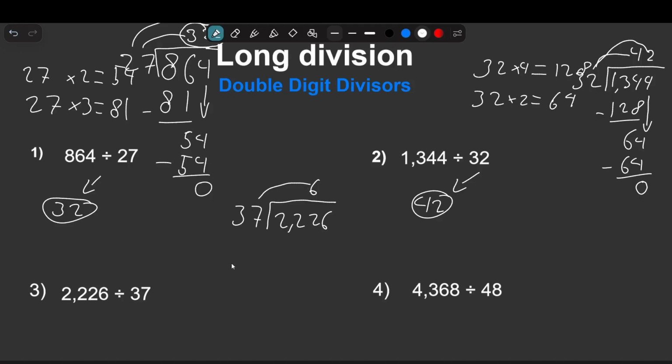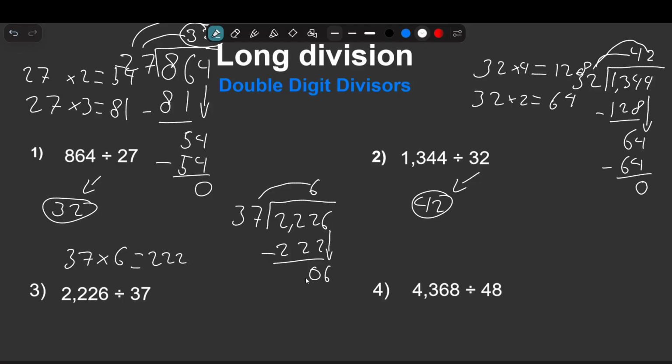Now we have to multiply. So we're going to do 37 multiplied by 6, and this will equal 222. Now we have to subtract the two numbers. So we're going to do 222 minus 222. This will equal 0, right here. Now what we have to do is we have to bring down our 6. So we get 0, 6, or just 6.